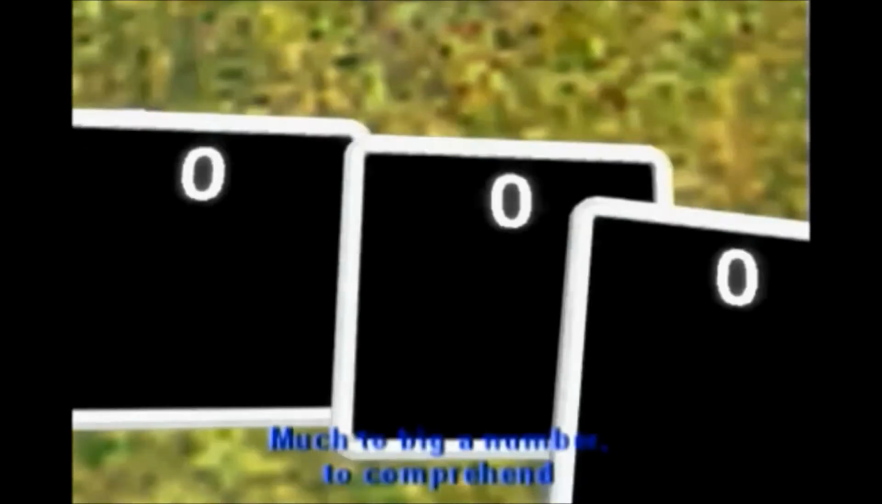And the mole is a unit, or have you heard, containing 6 times 10 to the 23rd. That's a 6 with 23 zeros at the end. Much too big a number to comprehend.